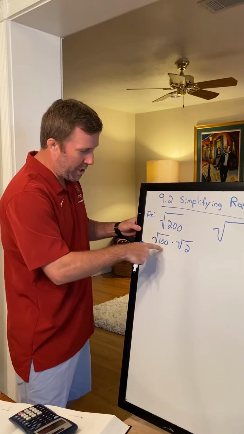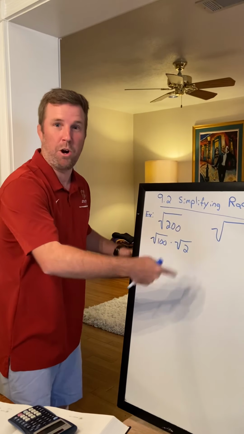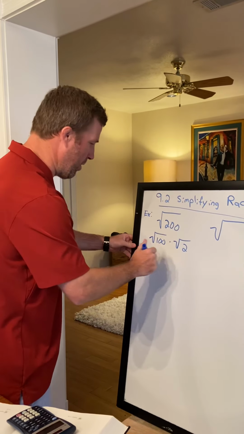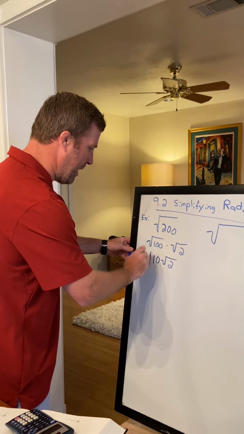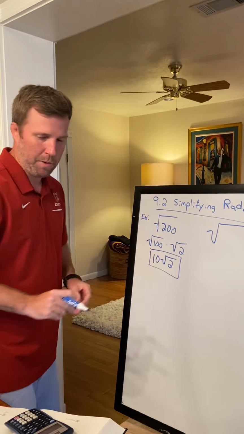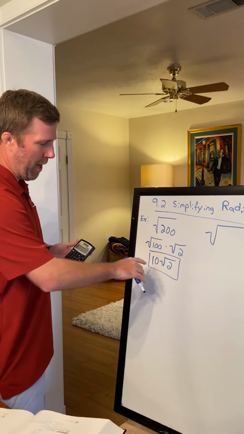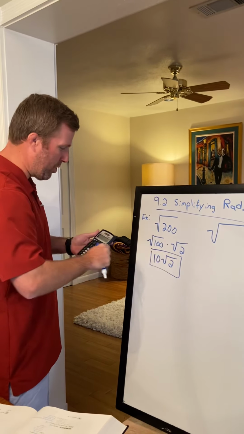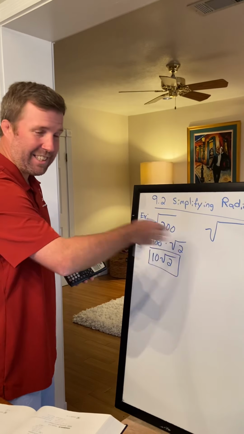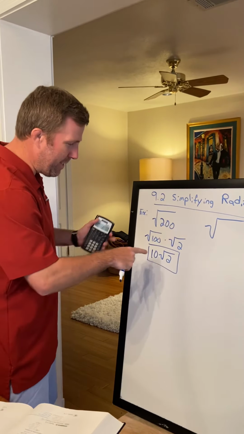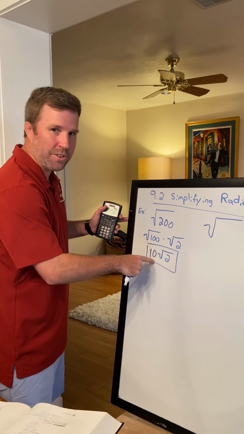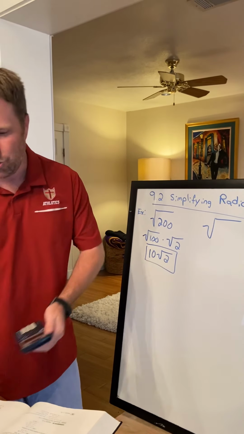And now I know that this square root of 100 is a perfect square. So the square root of 100 is 10. I have 10 times the square root of 2, or 10 radical 2, as my final answer. And if I were to multiply 10 times the square root of 2, I would get the exact decimal that I got if I did the square root of 200. But this answer is an exact answer, and that's what we're looking for. Let's try one more.